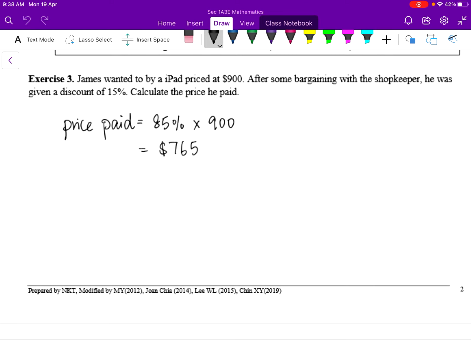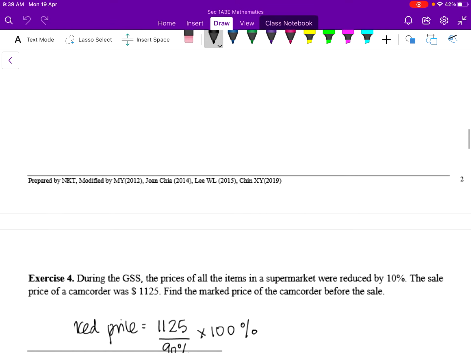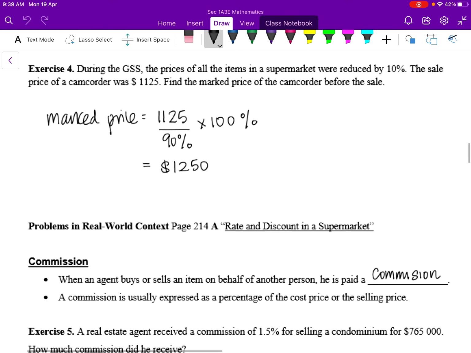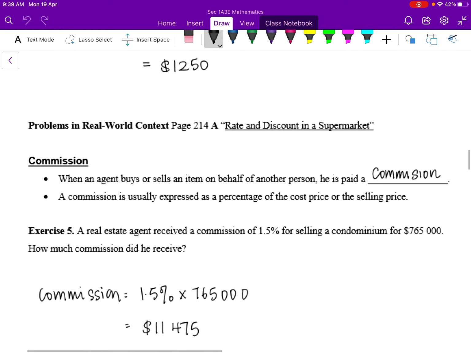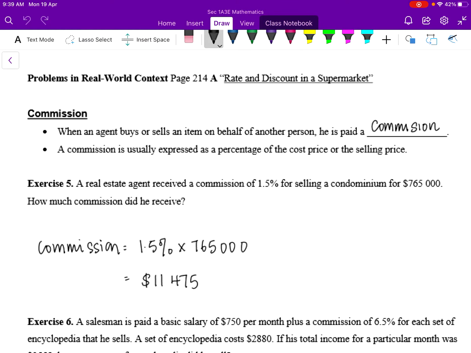Okay, exercise 3. I think this was covered in the video already. Okay, any questions? Exercise 3. No questions. Let's move on. Exercise 4, any questions? No? Commission. Okay, commission.